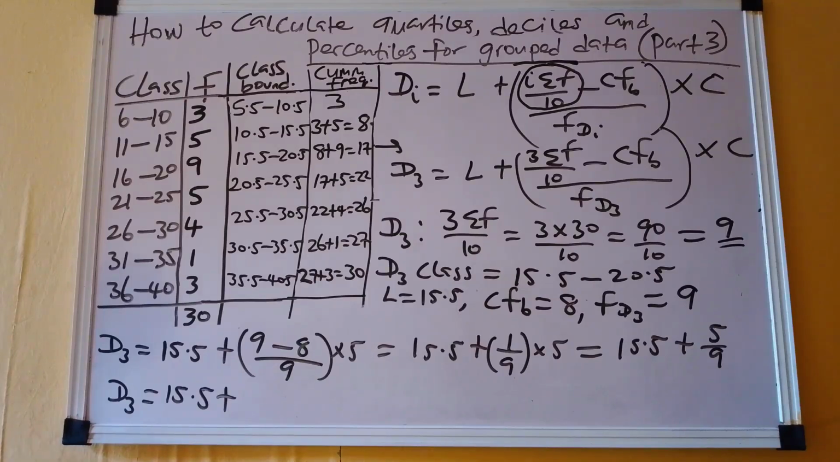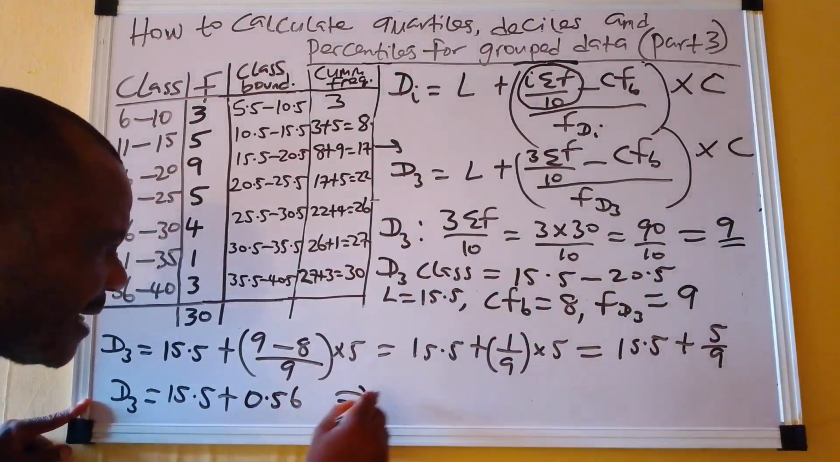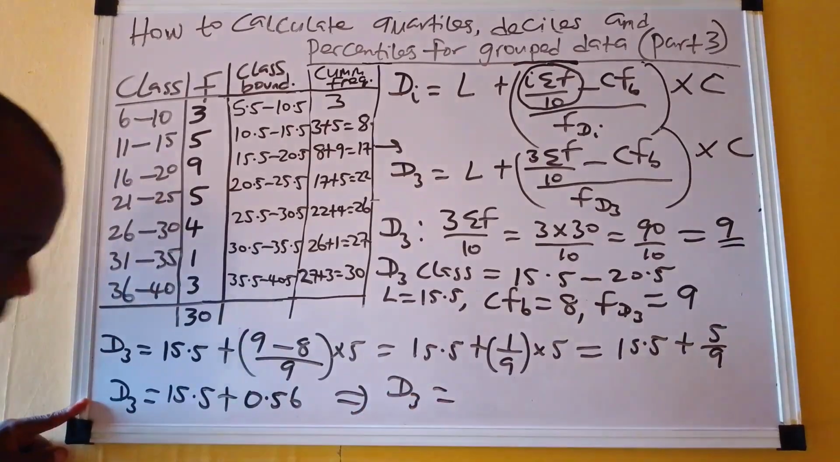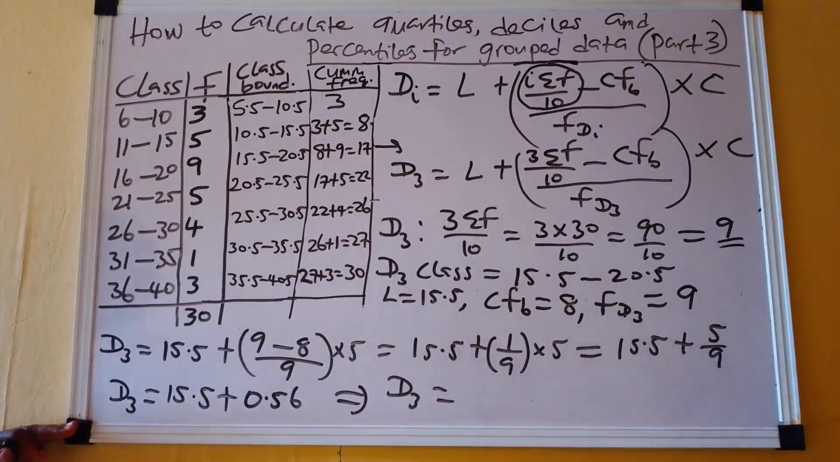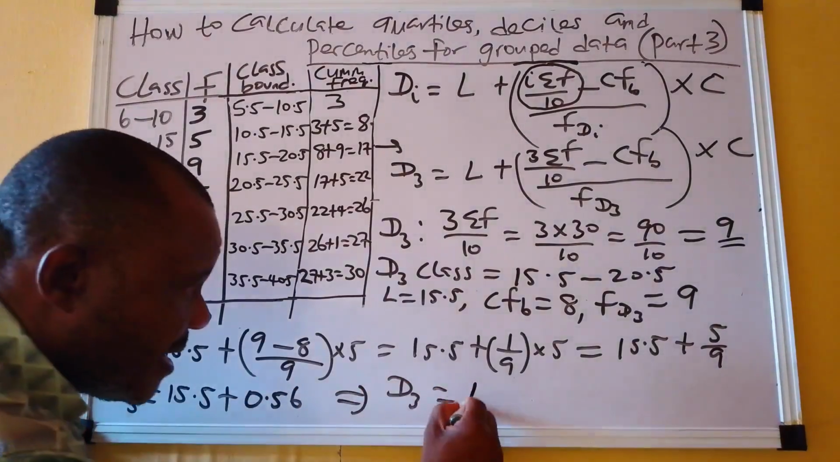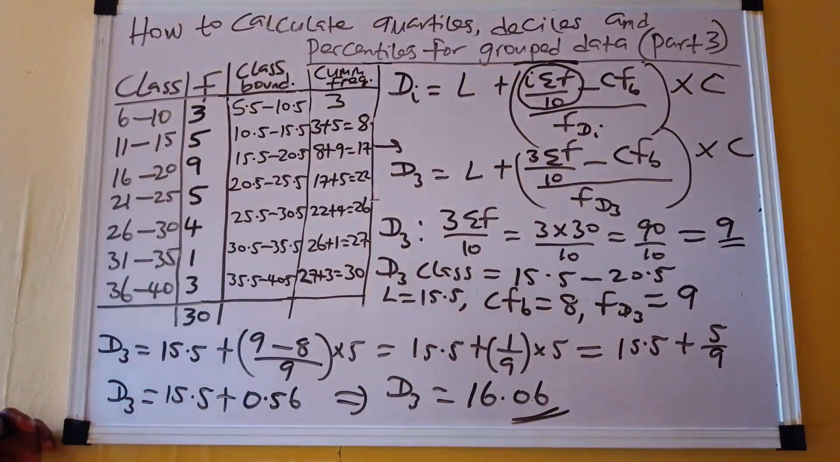5 divided by 9 is 0.56. So this implies that our D3, when you add 0.56 to 15.5, you are going to have 16.06. So our third decile is 16.06.